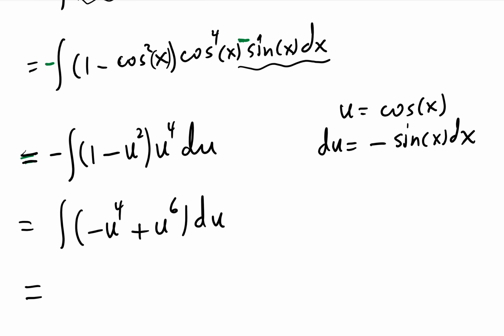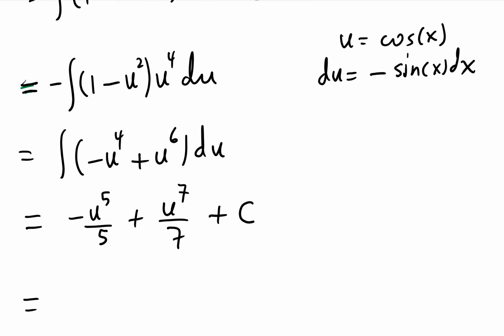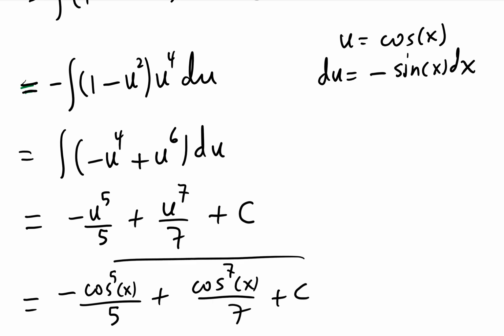Now it becomes negative u to the fifth over 5 plus u to the 7 over 7 plus c. Then we replace the u back with cosine. So cosine to the fifth of x over 5, cosine to the 7th x over 7 plus c.